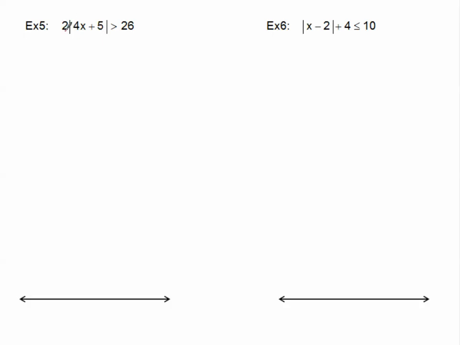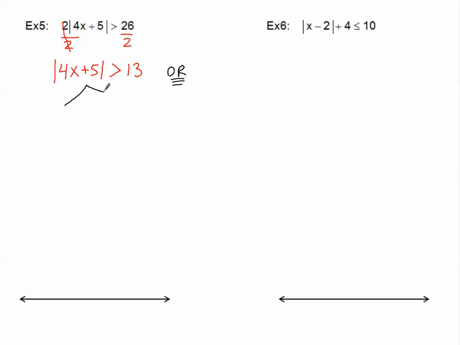Here's a, oops, I've got a 2 out here. I need to isolate my absolute value, so let's first divide by 2. And then I'll have the absolute value of 4x plus 5. Dividing by a positive does not change my symbol, and this becomes a 13. Do we have an and statement, or do we have an or statement? Once it's isolated, I see a greater than symbol, or, a greater symbol.